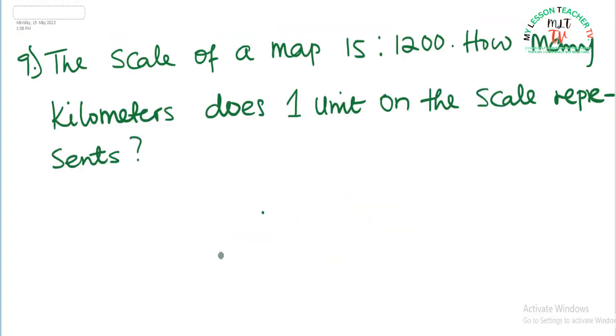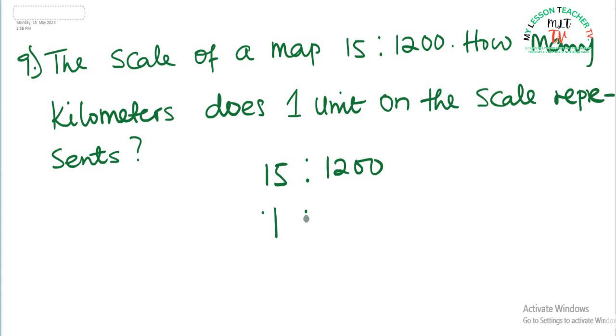Question 9 says, the scale of a map is 15 to 1200. How many kilometers does 1 unit on the scale represent? Okay, this is a continuation of question 8 we just solved, that if the scale is 15 to 1200 units, that is to say 15 cm on the map represents 1200 units on the ground. Now they're asking us how many kilometers does 1 unit on the scale represent.